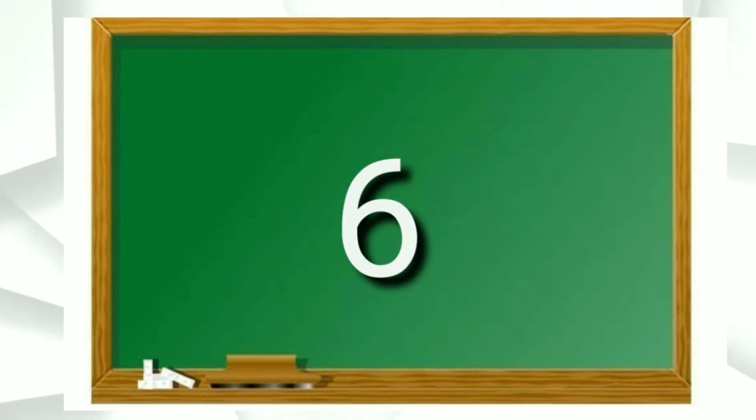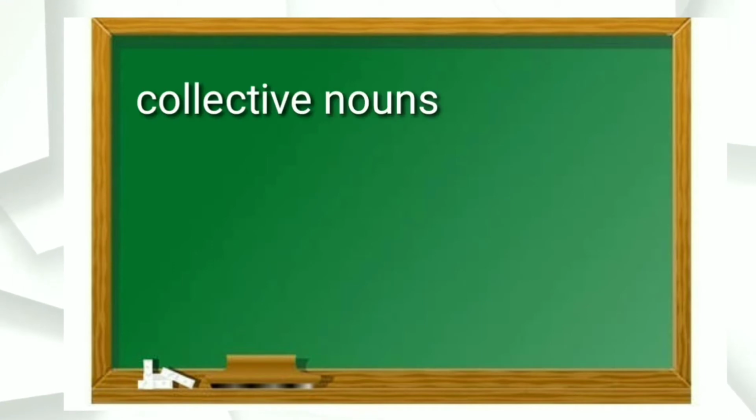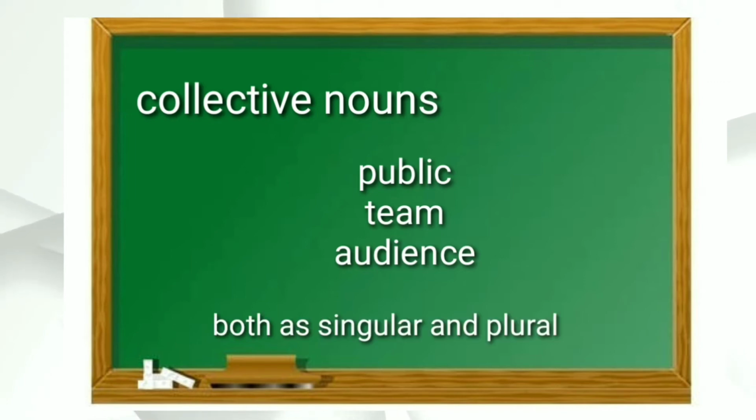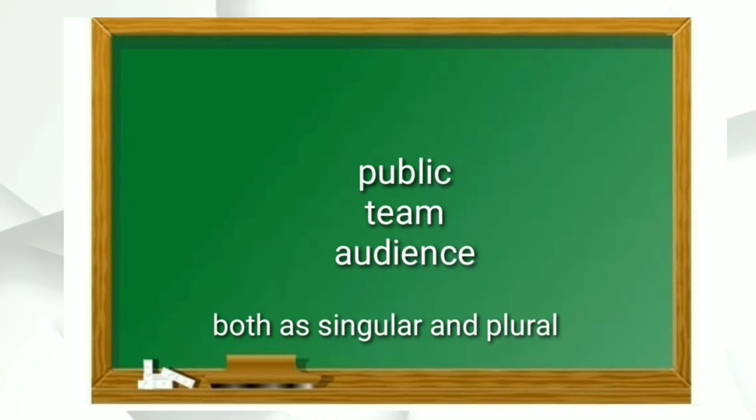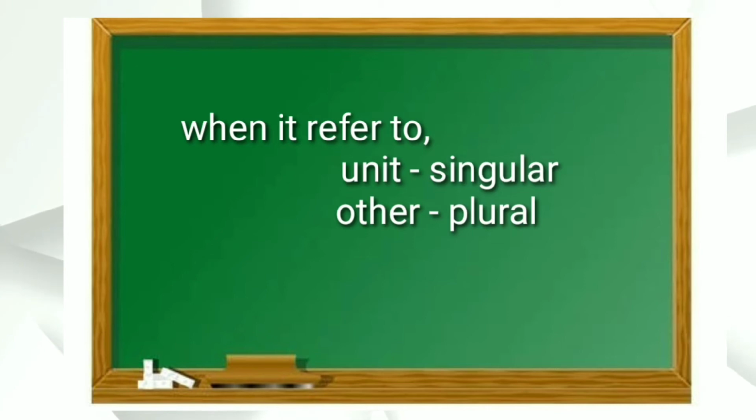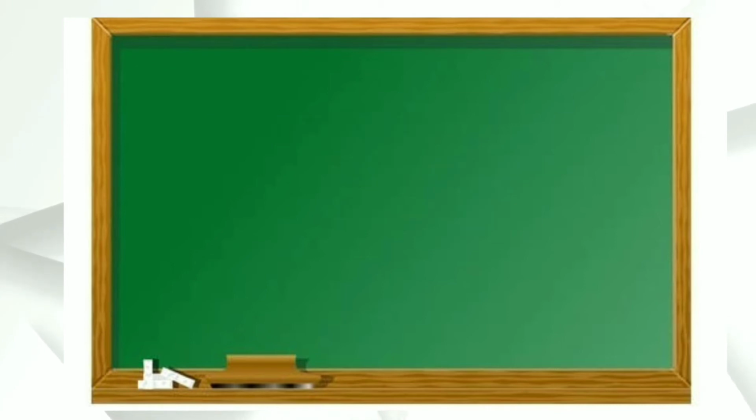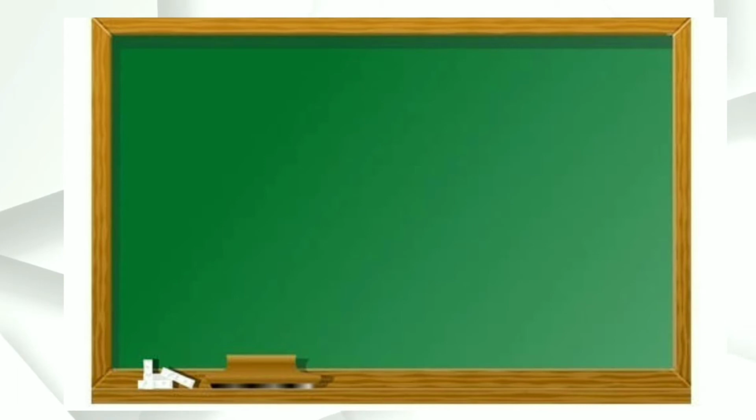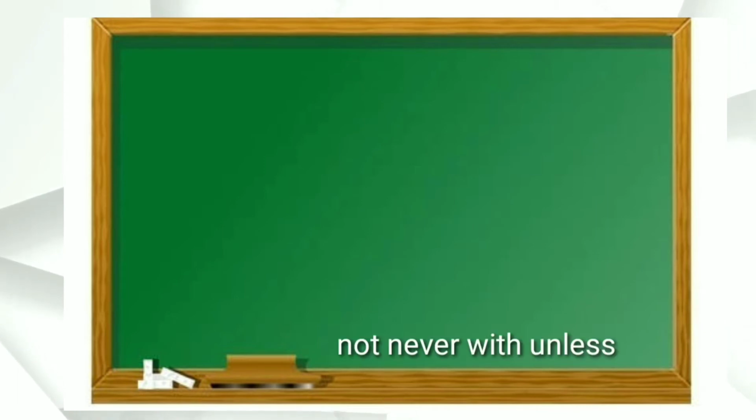Tip number 6. Collective nouns like public, committee, team, audience, government, etc. can be used both as singular and plural depending on their meaning. When these words refer to a unit, the verb is singular, otherwise it's plural. Tip number 7. The word unless is always used in the negative sense. It expresses a condition. The word not is never used with unless.